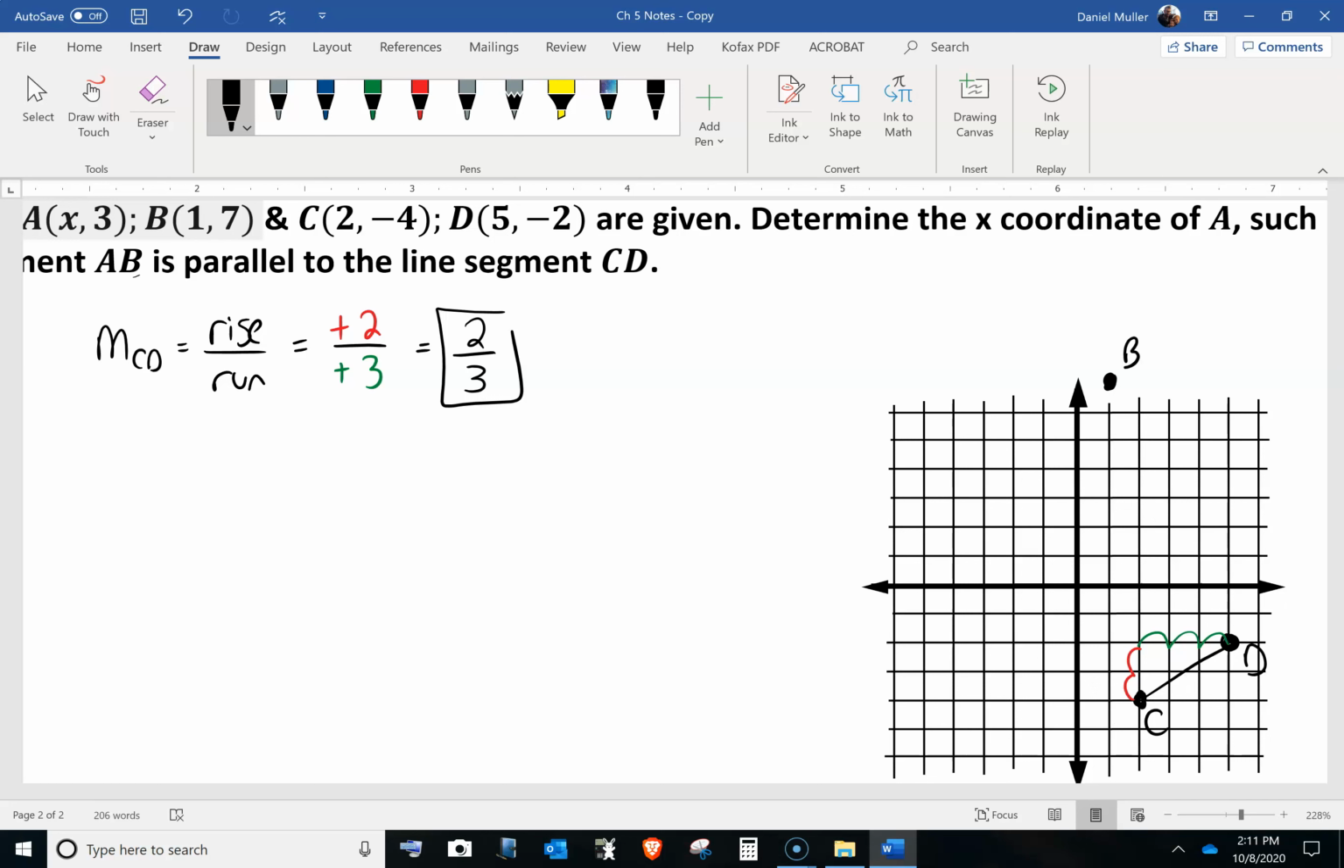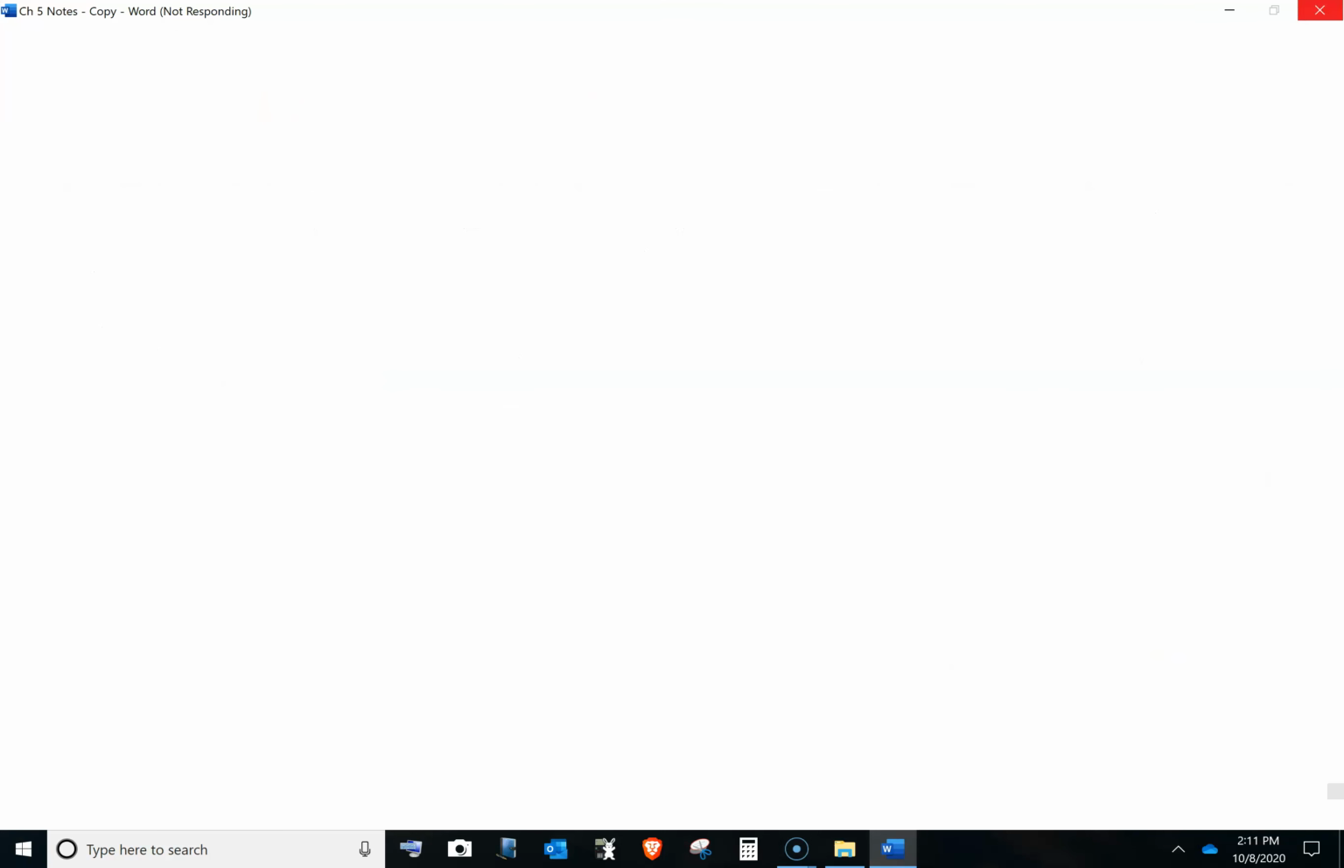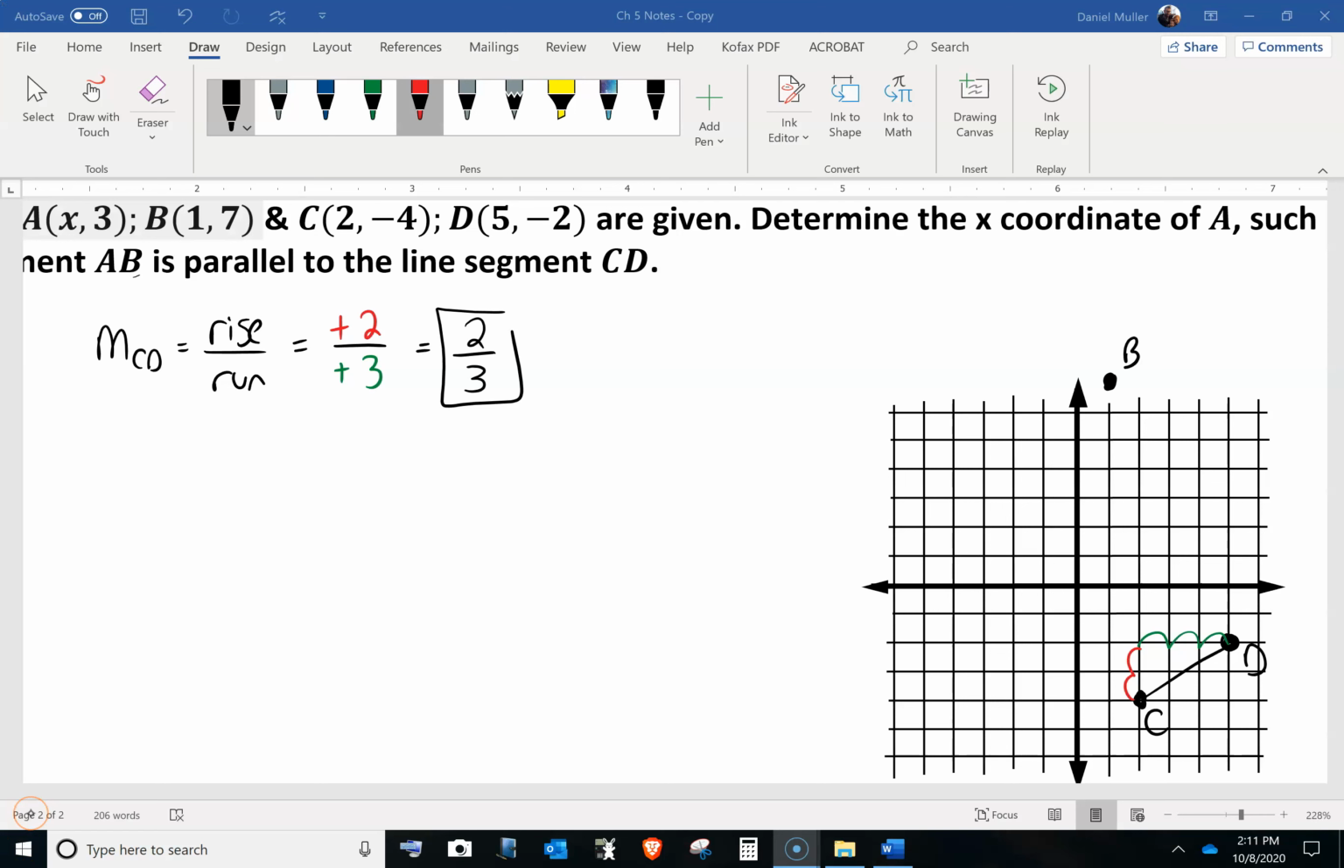Now we could guess and check, but we have this interesting thing about rising up 2 and running 3. So what happens if we took this point and did a rise up 2 and over 3? That's what we're going to check. So you could go up 2 and over 3, but that's way off the graph. So what I'll do instead is I'll go down 2 and 1, 2, 3. I'll go that way. Now that's not the height that we need this thing to be. So let's go down 2 over 1, 2, 3.